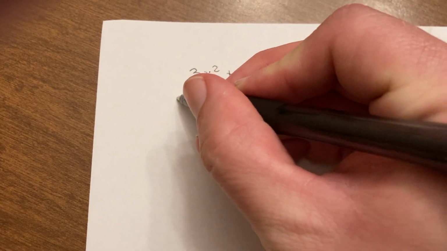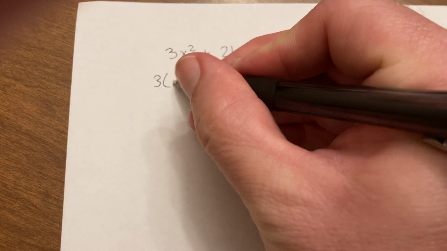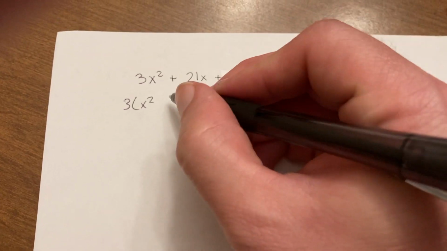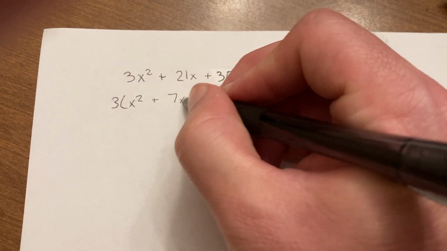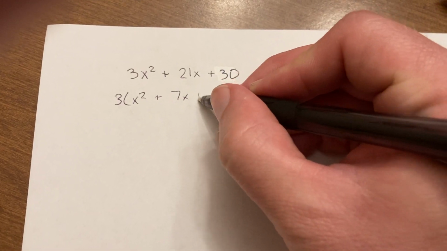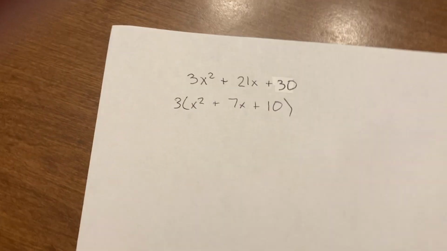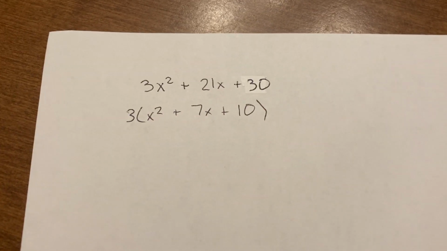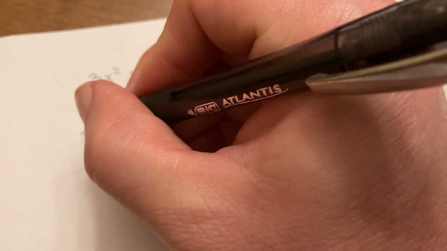And I can. So what I'm going to end up with is 3 times x squared, because if I divided that out, that would be 1. If I divide that by 3, I'm going to get 7x. And if I divide that by 3, I'm going to get 10. And then we have just a very basic trinomial, which I'm going to do very quickly.